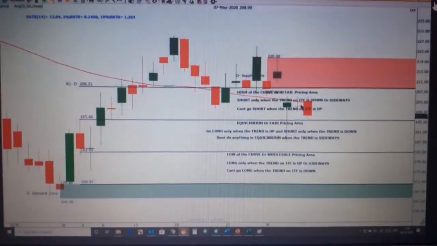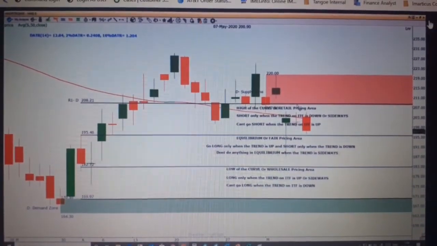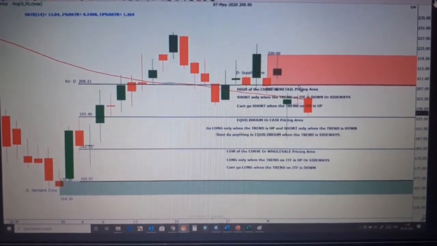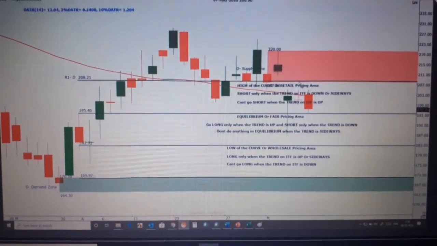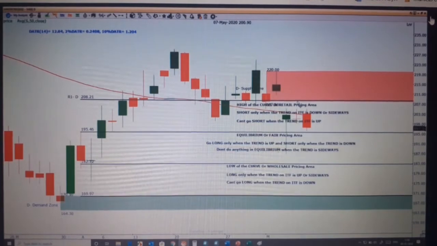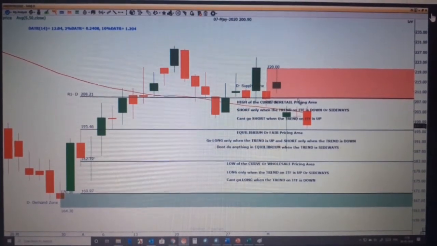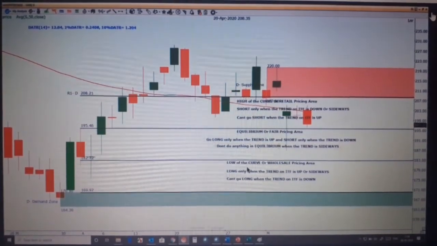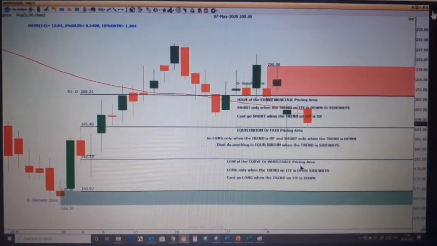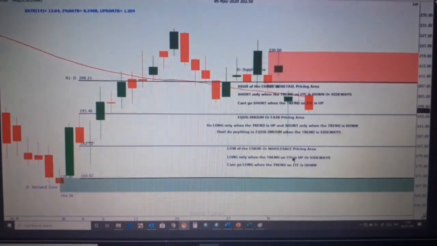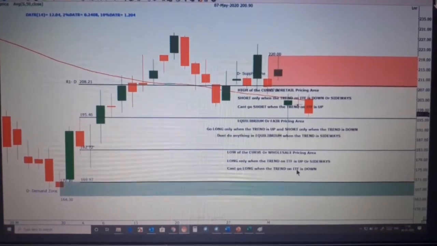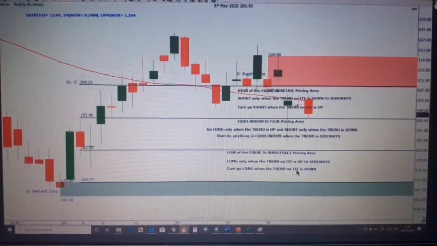So in the high of the curve or retail pricing area, you can only go short. That is one concept that you should know. But when can you go short? You can go short only when the trend on the intermediate time frame is down or sideways. Similarly, when the zone on the lower time frame is in the low of the curve or the wholesale pricing area, go long only when the trend on the intermediate time frame is up or sideways. You can't go long when the trend on the intermediate time frame is down.